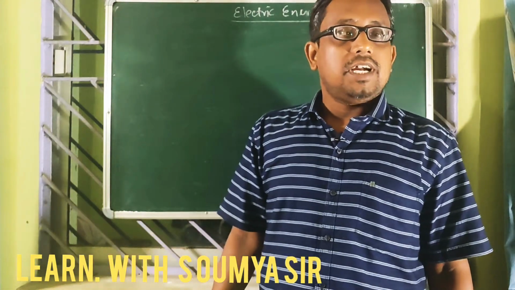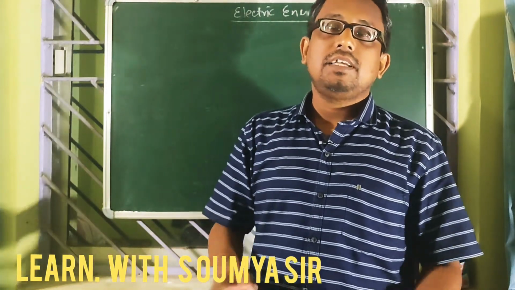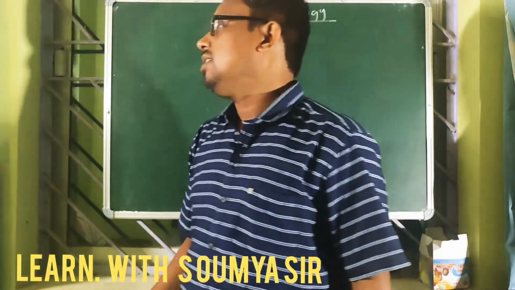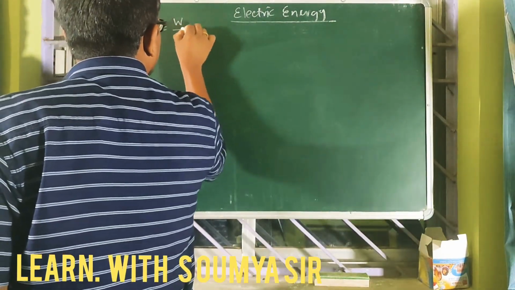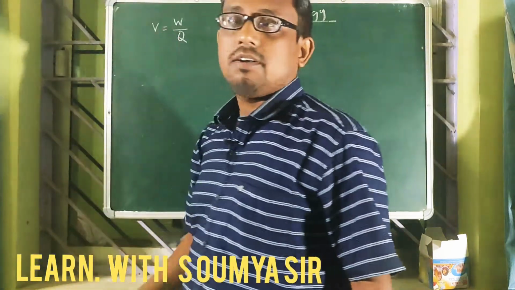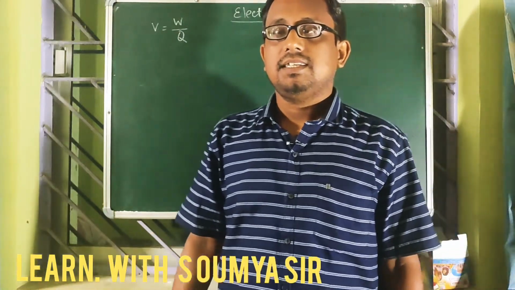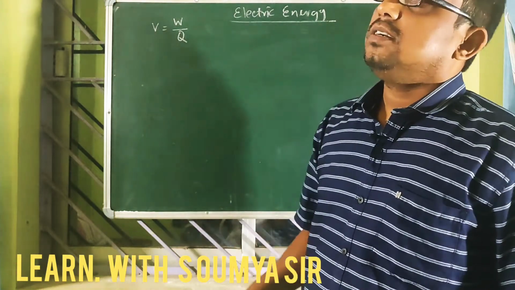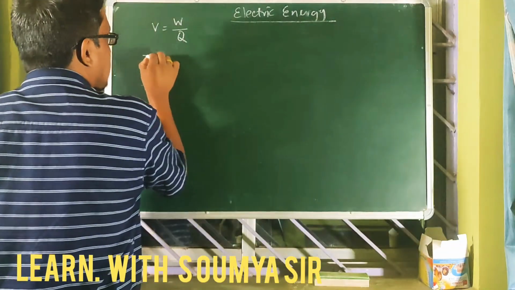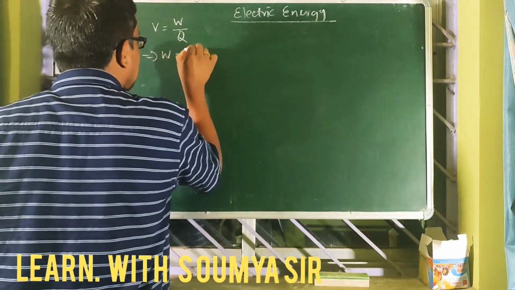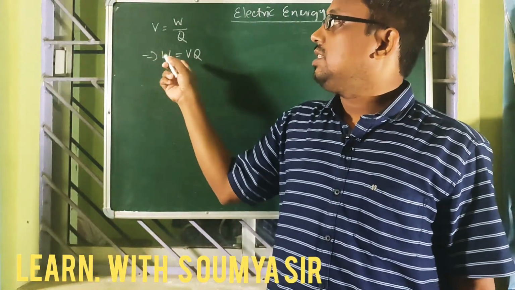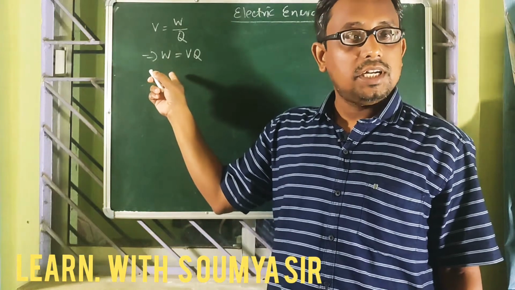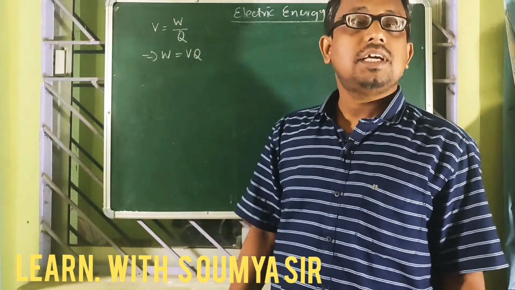Before going to that, we will recall the formula of potential. In the potential formula we have read V is equal to W by Q, that is work done by charge. Now from this formula we can write W is equal to VQ. Is it clear? Work done is equal to V, that means potential difference, into charge.